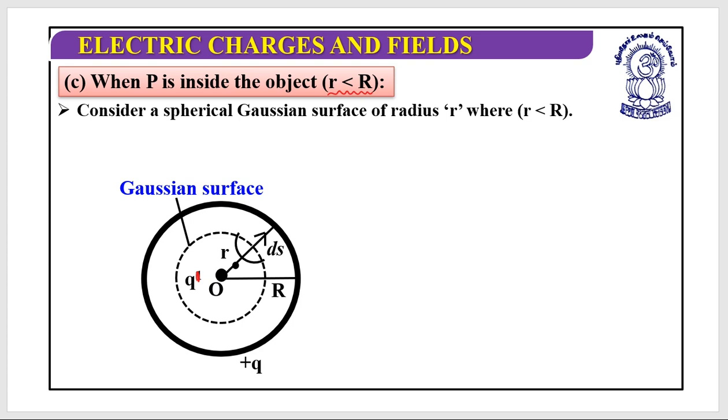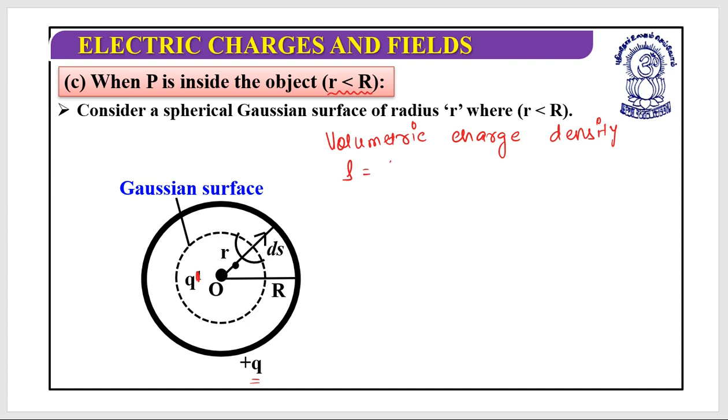Can I write that this charge is available within the complete sphere having a radius of R? So we have one terminology that we call volumetric charge density.